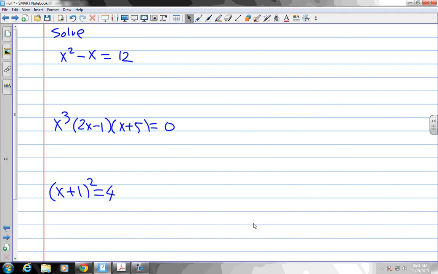Okay, so how do we do the very first one? You want to get 0 on one end because you will attempt to solve this by factoring. And in order to solve by factoring, it's essential that one side is 0. So now you're going to try to factor that, right? So how would you factor x squared minus x minus 12?